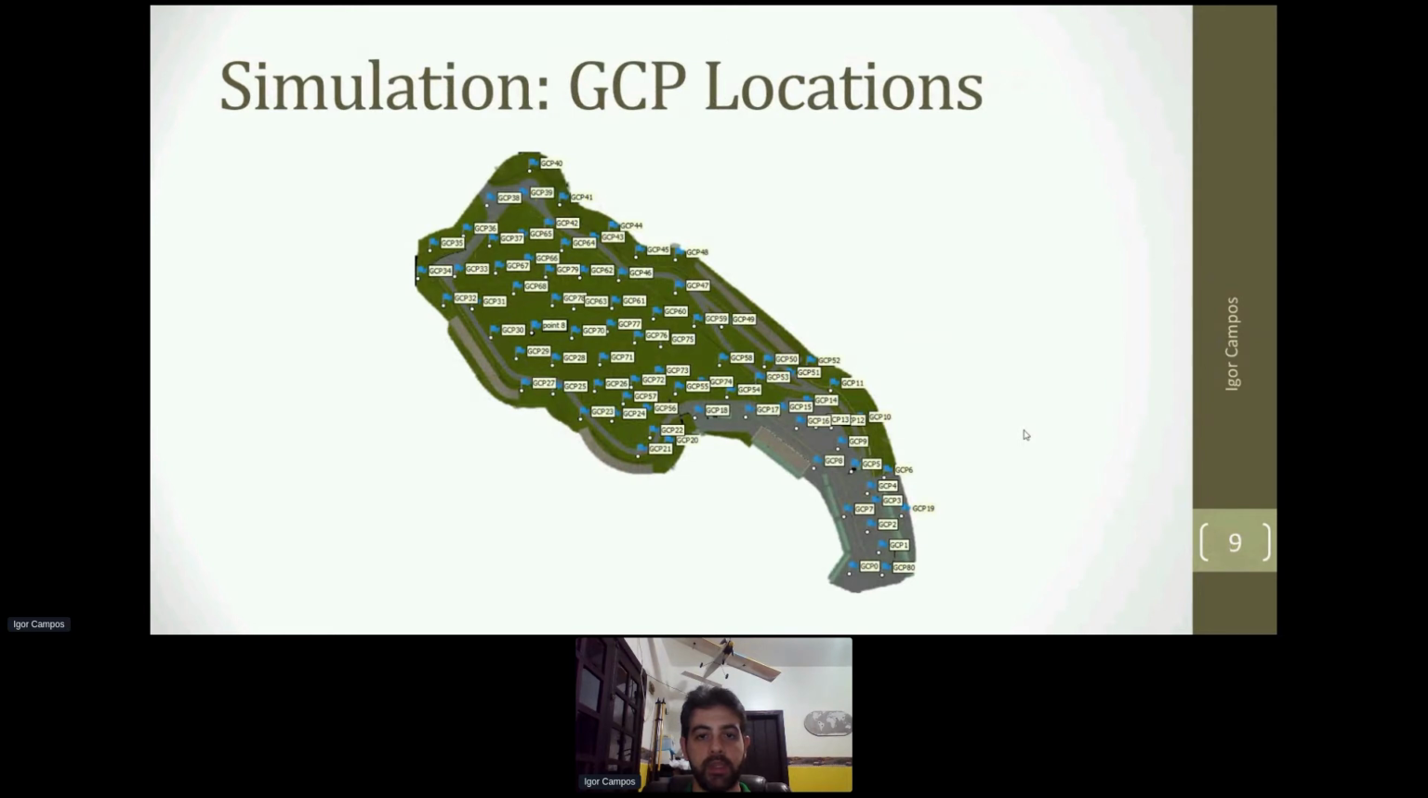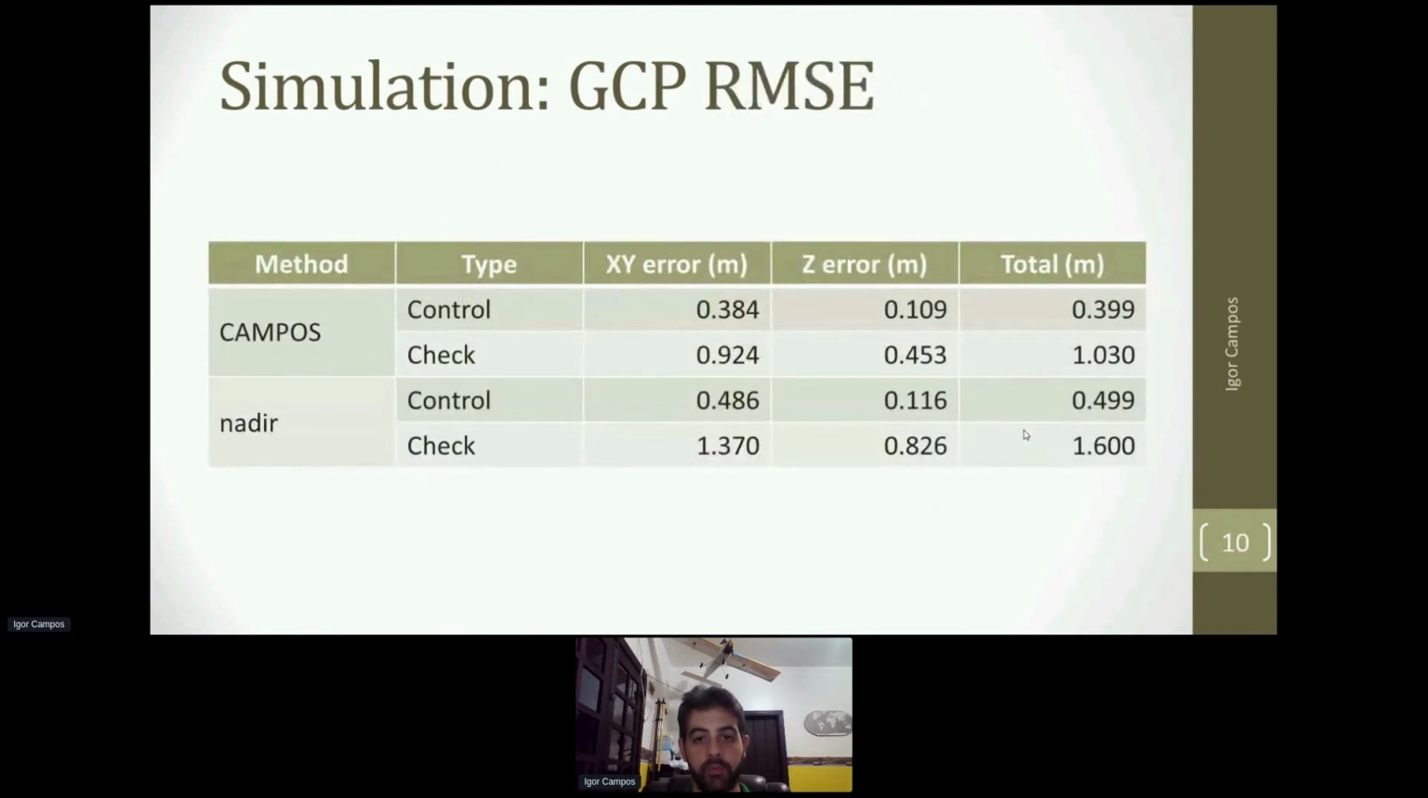To perform the simulation, we spread ground control points in this model to allow the photogrammetry software to identify them and compare the accuracy of both techniques. The root mean square errors for both methods are here, and they are in the same order of magnitude, with slightly better performance for checkpoints in the Campos method, but quite similar accuracy for the control points.